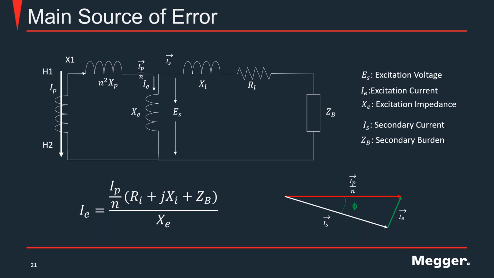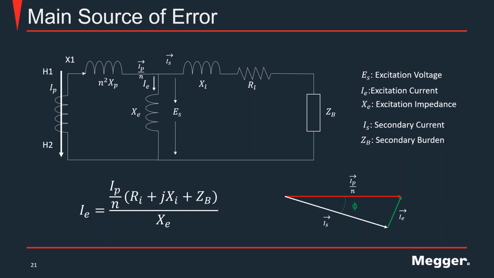And if you're looking for as small an error as possible, and the error is directly proportional to the burden that you have connected to the CT, then the conclusion is that for metering, you need to have as small a burden as possible. And that's why metering CTs are classified with a smaller burden than the burden that you allow for a protection CT. A protection CT always has a higher error allowed than the metering CT.